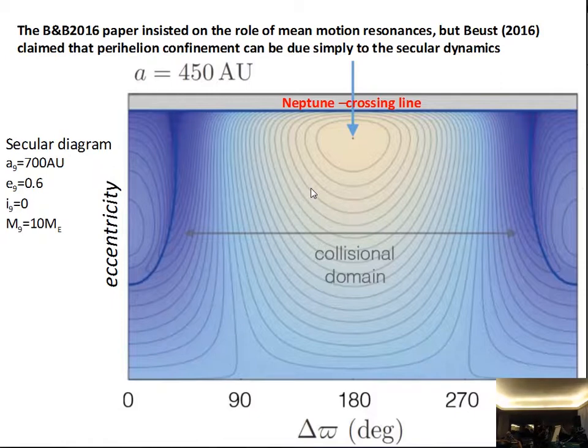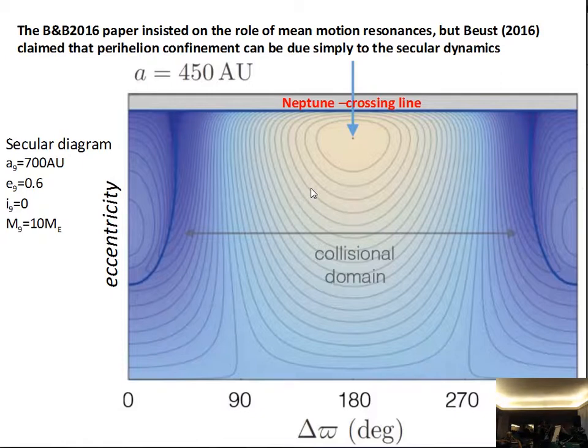So this is a secular diagram showing the evolution of the eccentricity of a particle as a function of the difference between its longitude of perihelion and that of Planet 9. And this diagram is computed by taking the Newtonian and averaging it over the mean longitudes. And yes, you see an equilibrium point here at 180 degrees and libration trajectories. But the point is that these orbits here are not protected from close encounters and from collisions with the planet. Actually, all the orbits in this part of the diagram suffer close encounters with Planet 9.